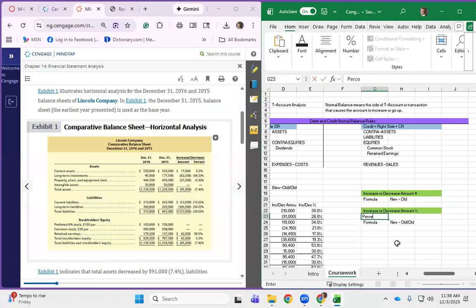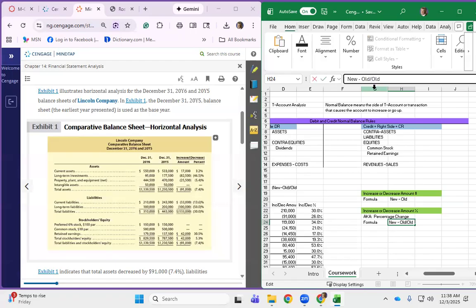So percentage change is another word for this, right? So I'll put AKA, also known as percentage change. And once again, the formula is new minus old divided by old.